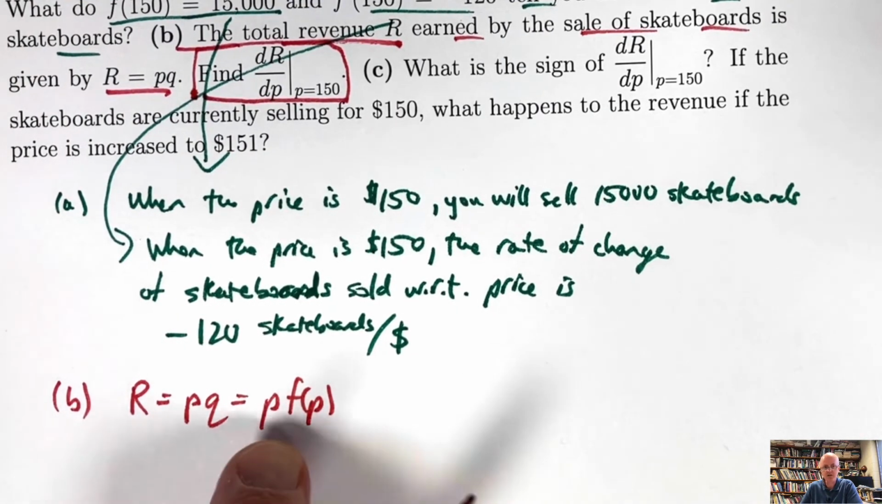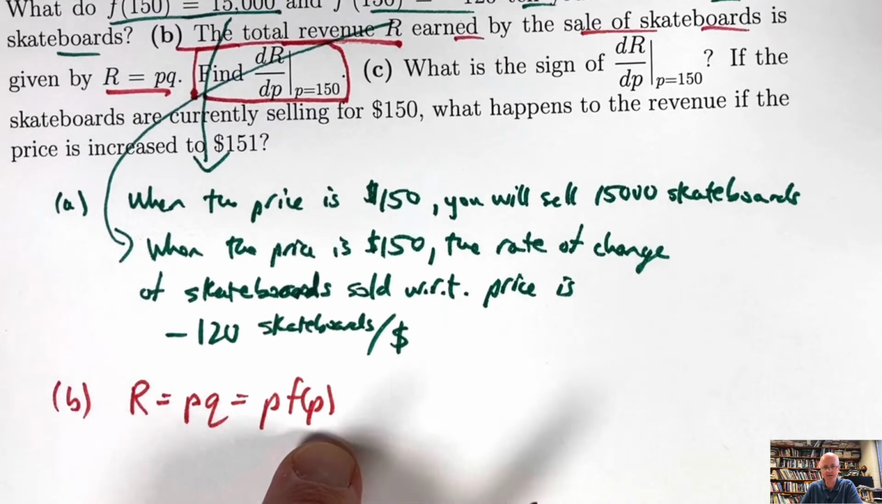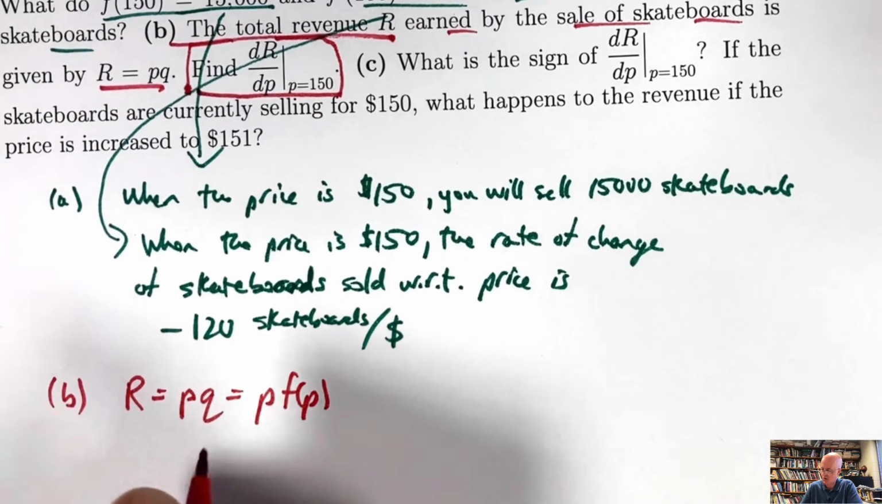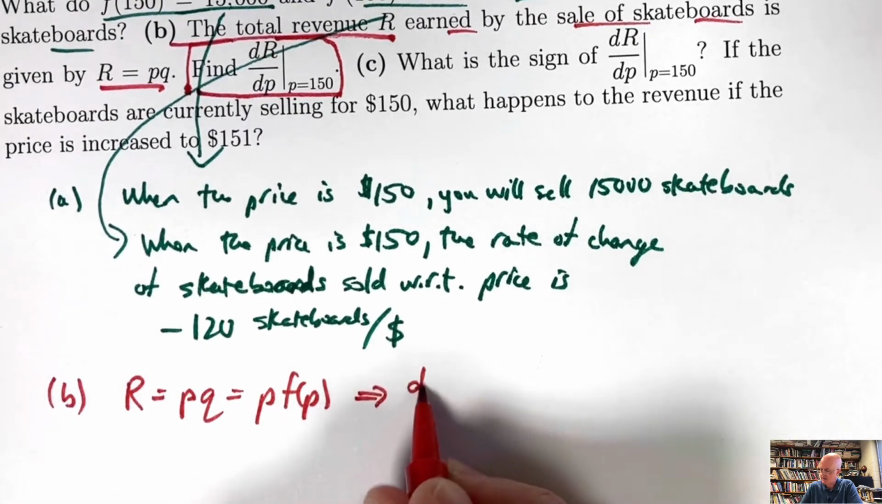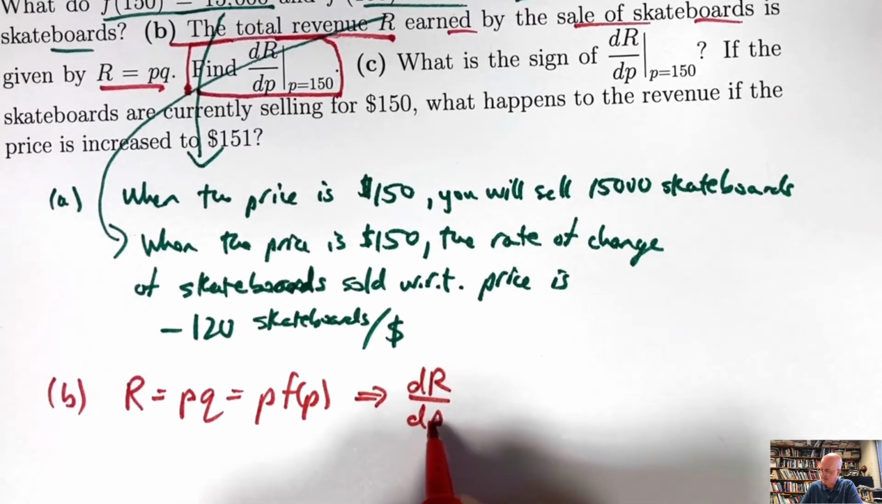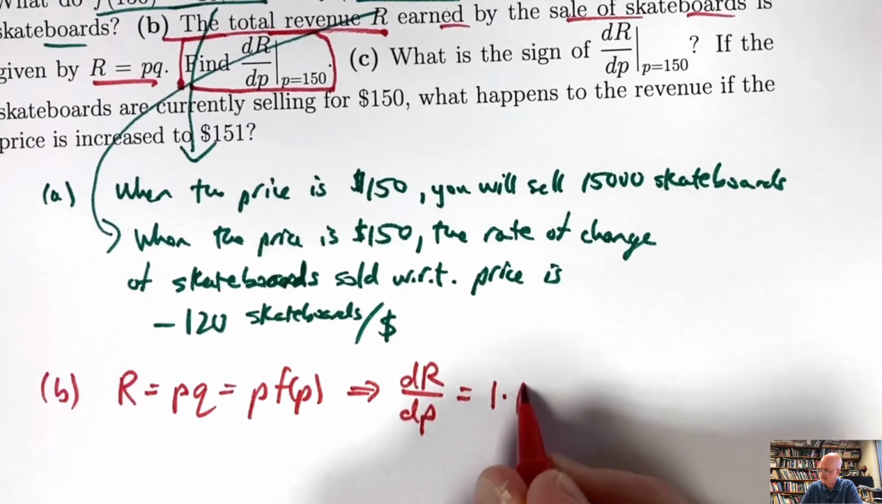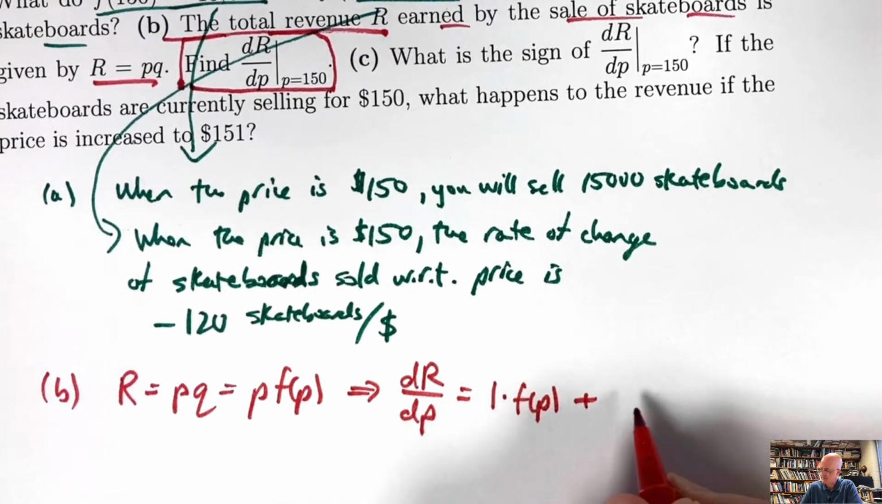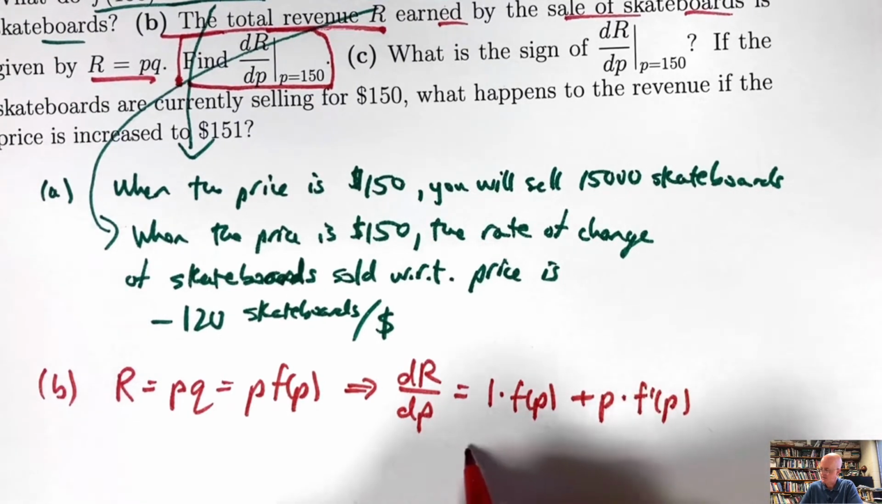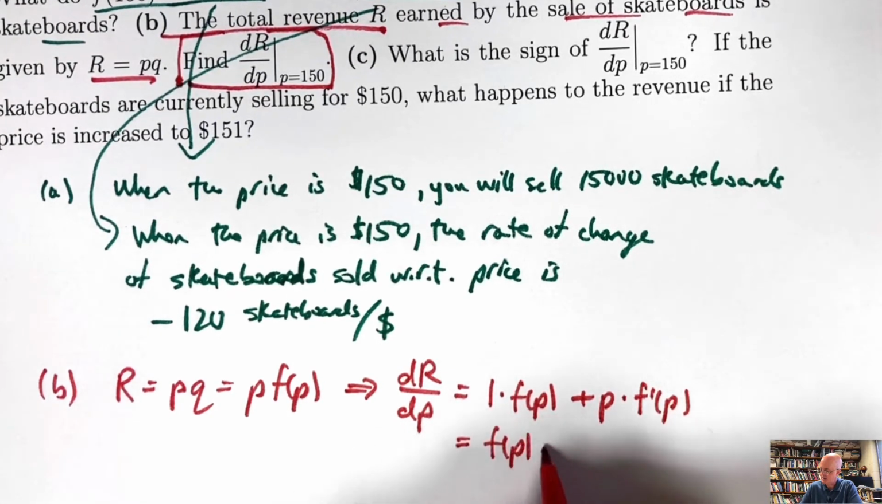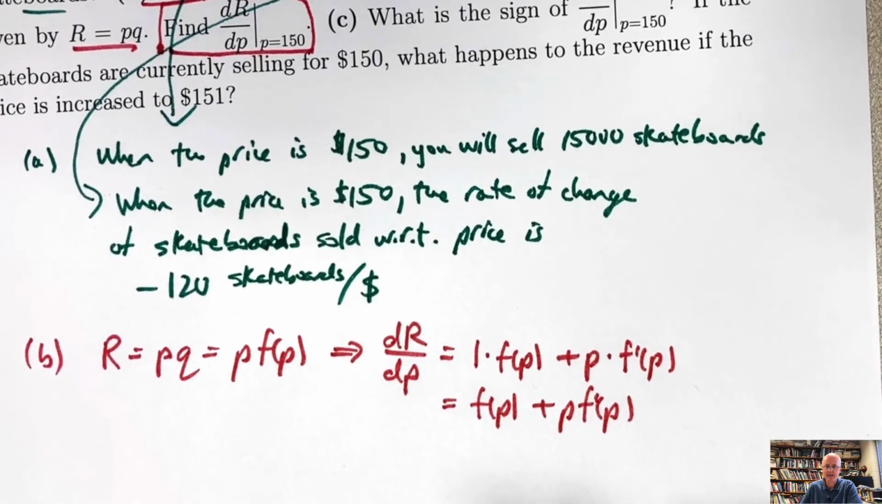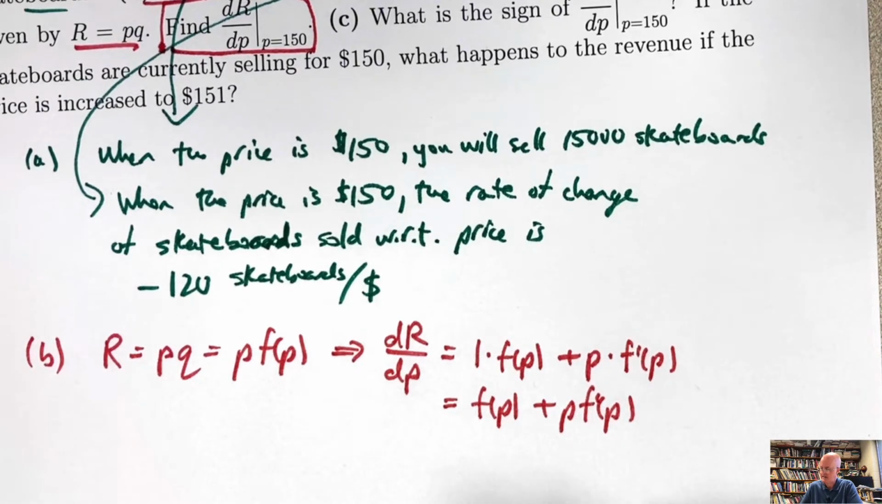And now this is the product of two functions. The first function is P, the second function is f of P. So by the product rule, dR/dP is the derivative of the first, 1, times the second, plus the first times the derivative of the second. Interesting. f of P plus P times f prime of P. That is how the revenue differentiates with respect to price.